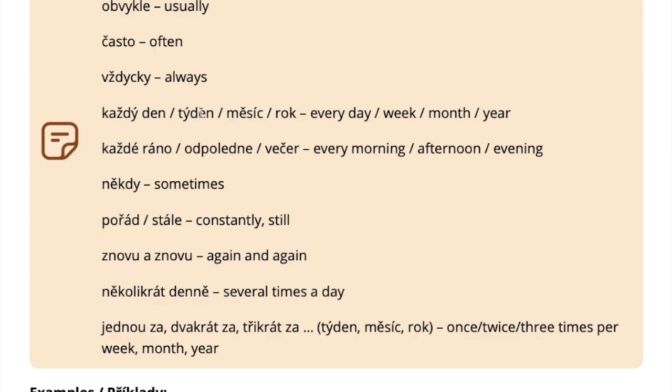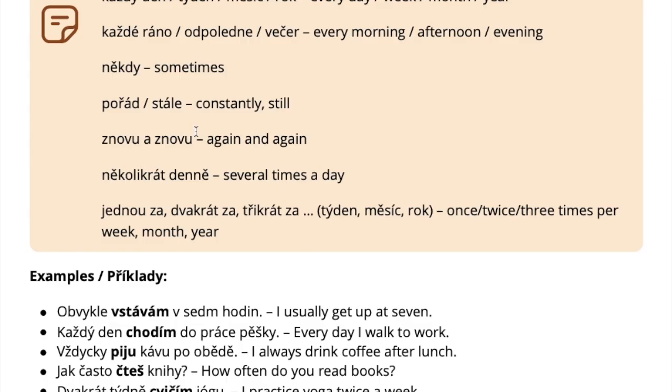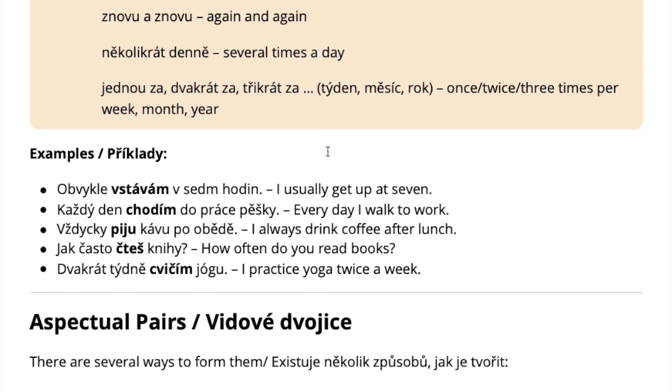Každý den, každý týden, každý měsíc, každý rok. Every day, every week, every month, every year. Každé ráno, každé odpoledne, každý večer. Every morning, every afternoon, every evening. Někdy, sometimes. Pořád, stále, constantly, still. Znovu a znovu, again and again.